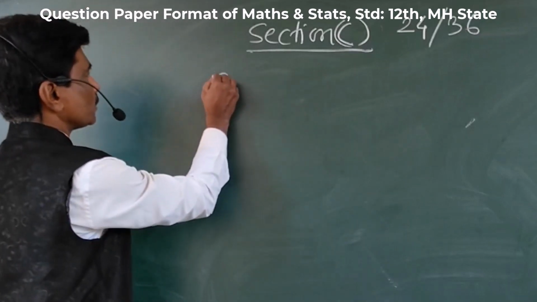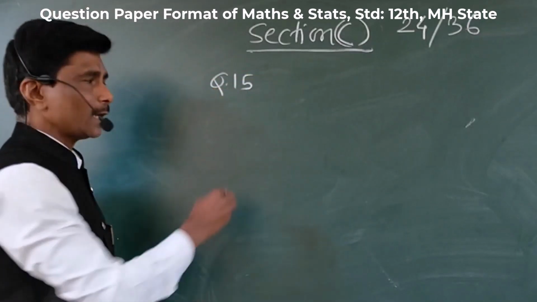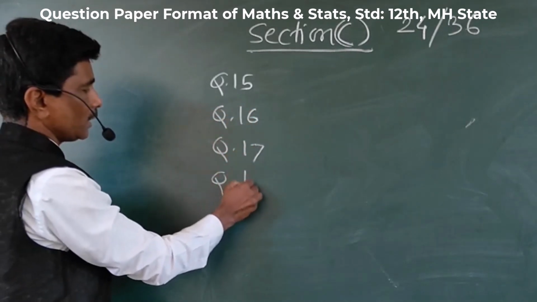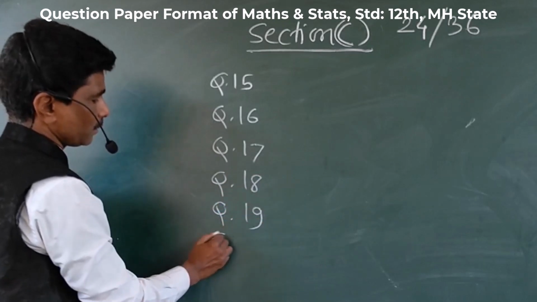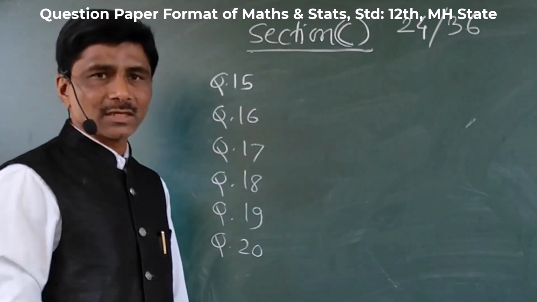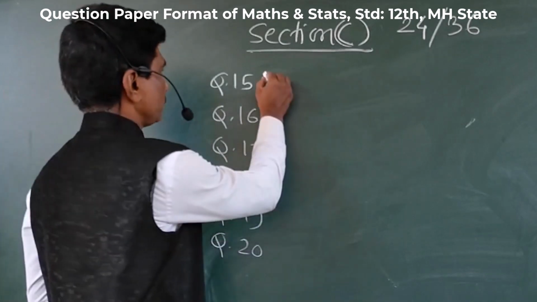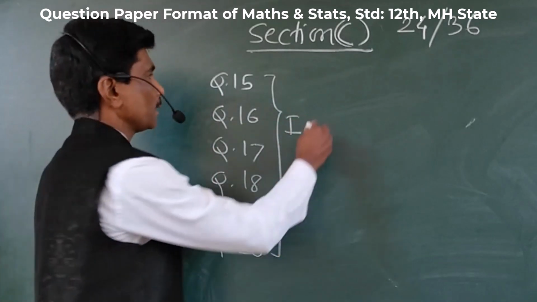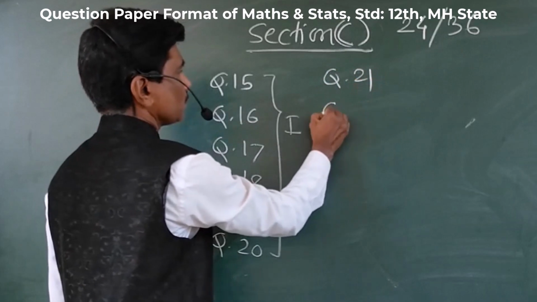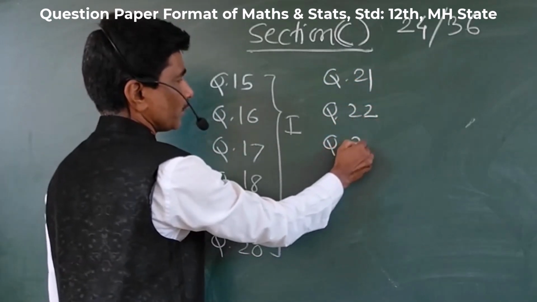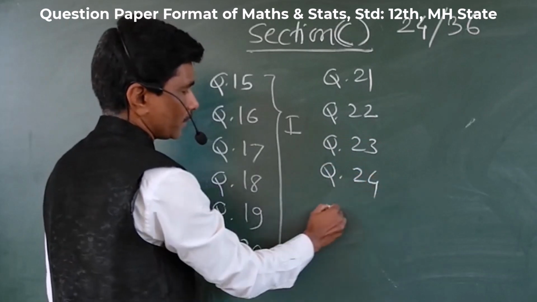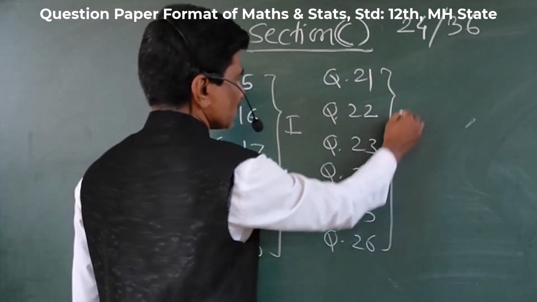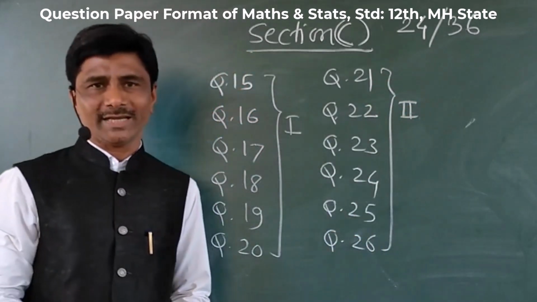Questions start from question number 15, then question number 16, 17, 18, 19, 20. These 6 questions are asked from part 1. Then question number 21, 22, 23, 24, 25, 26. These 6 questions are asked from part 2 of the textbook.